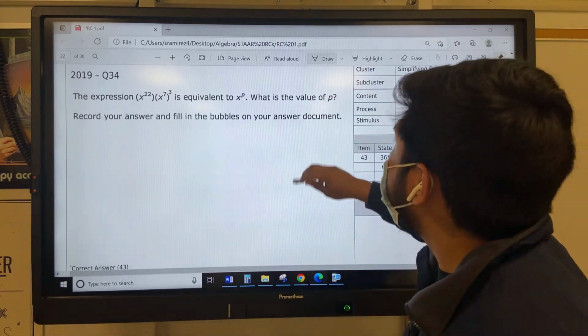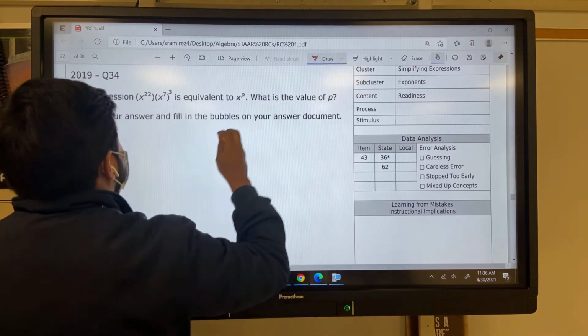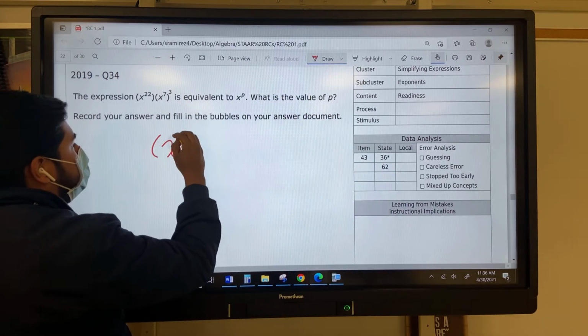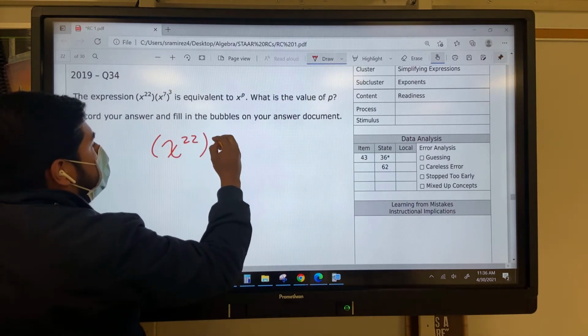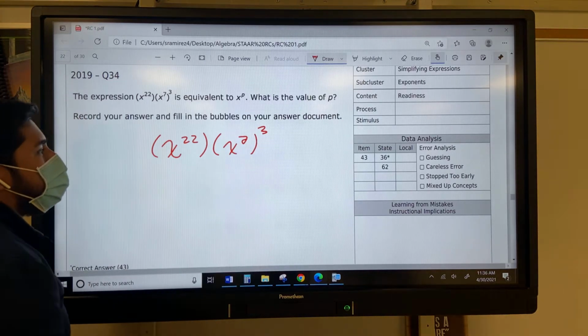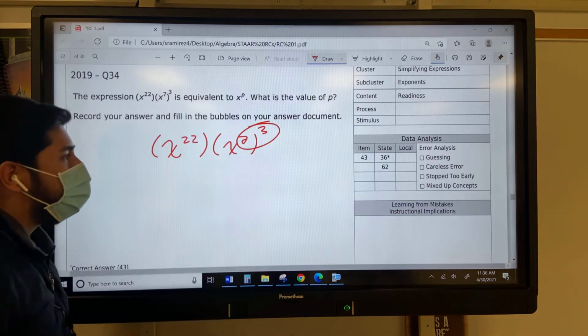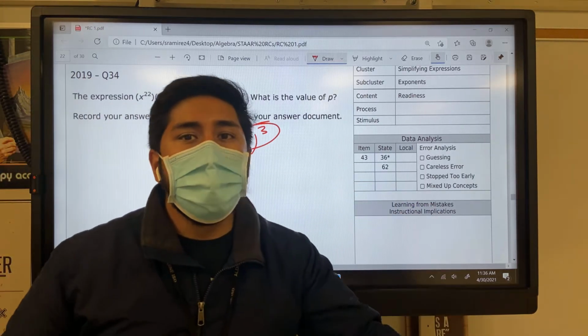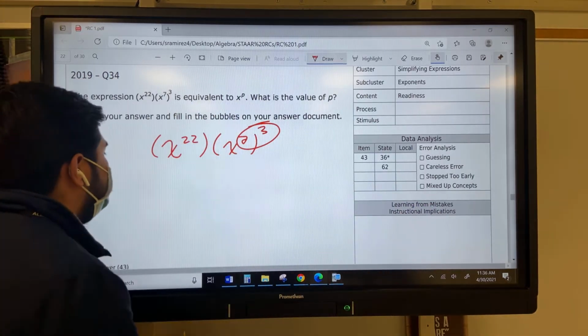This one, we do got to put in a little work. Let's write it out. X to the 2, then 2, X to the 7 to the third. I just told you. What are we doing with these? Hopefully you just saw the previous problem. 7 times 3, X to the 21.